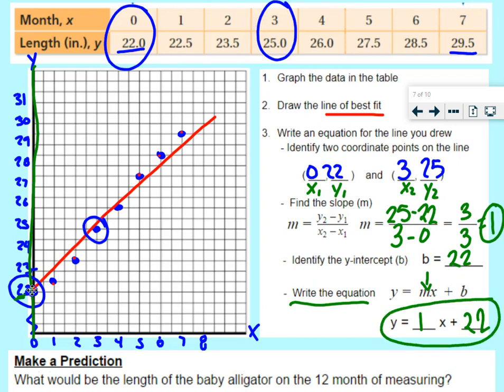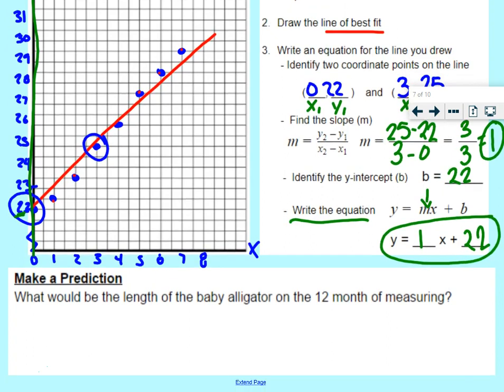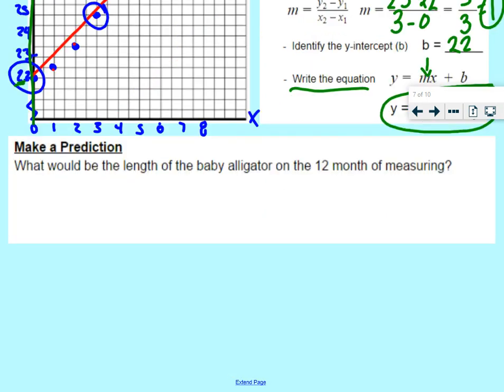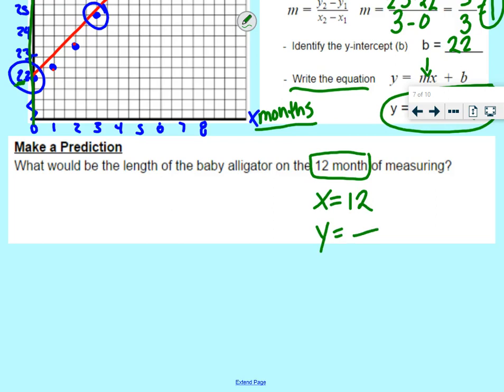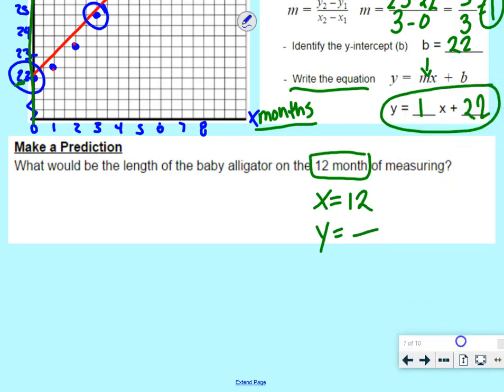And that is going to allow us to answer this question here at the bottom, which says make a prediction. What would be the length of the baby alligator on the 12th month of measuring? Now, months was your x. So that means if we know that x is equal to 12, we want to solve for y. What is y going to be when x is 12? Which is where our equation comes into play.